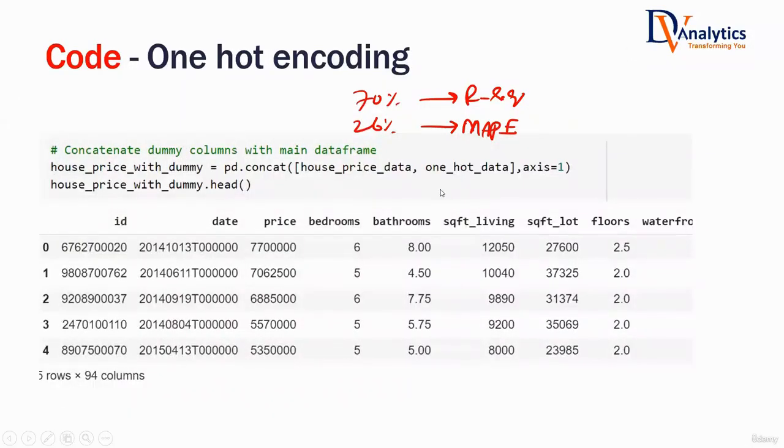All right. Now R square from 70% has jumped to 80%, which is a huge lift, and that is what is expected in one hot encoding. And MAPE from 26% error earlier has now gone down to 19 or 20% error. Anything which is a 5% lift is generally a huge improvement. And it is true that zip code definitely has some impact on the final price of the house.